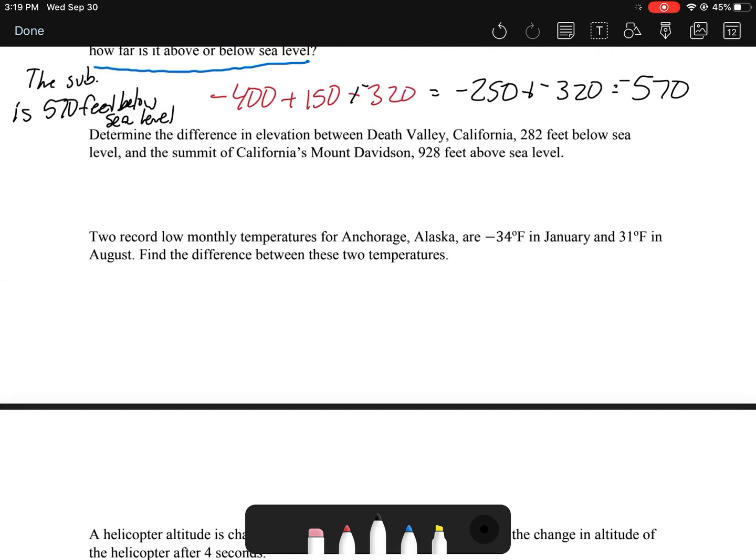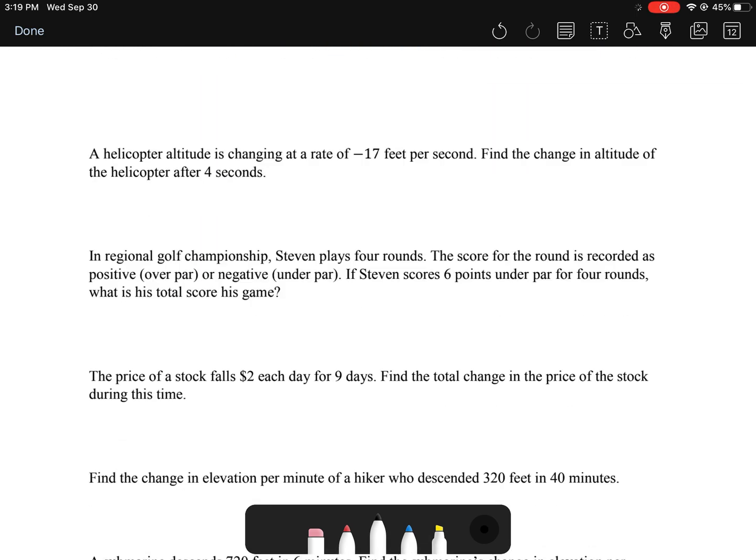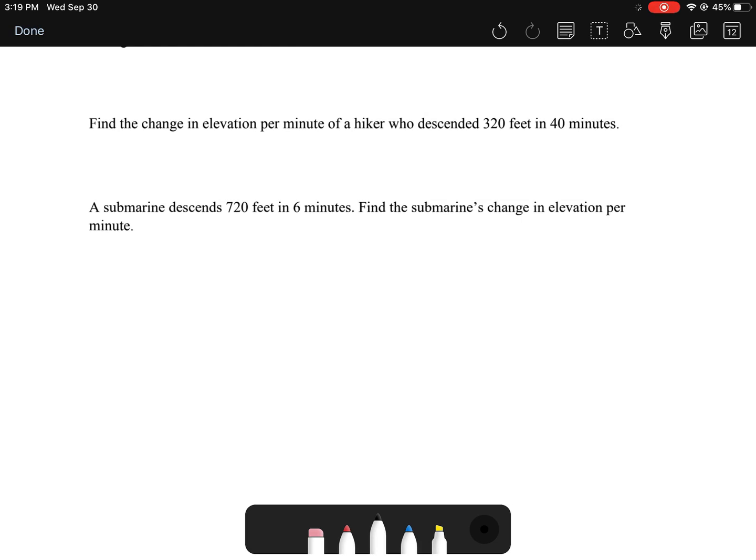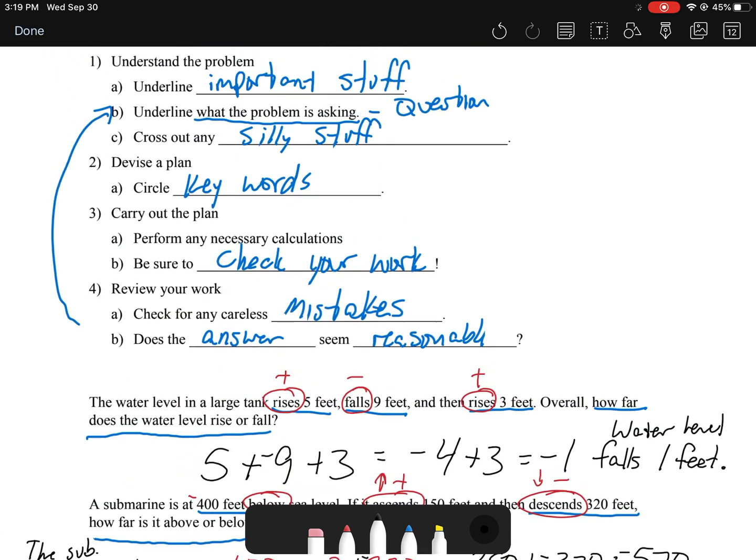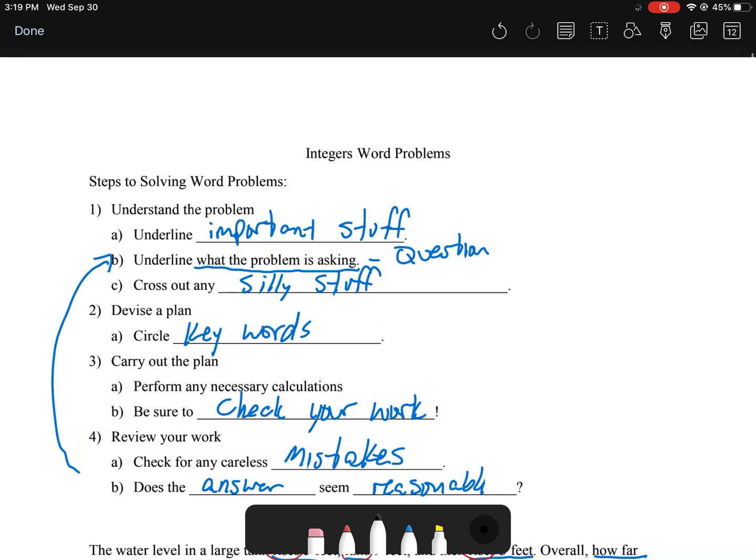All right. So there are 1, 2, 3, 4, 5, 6, 7 problems on here. I want you guys to do all 7 of these problems. You are submitting them on Schoology. If you have any questions, make sure you send me an email.